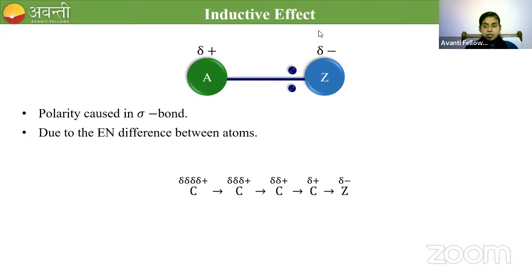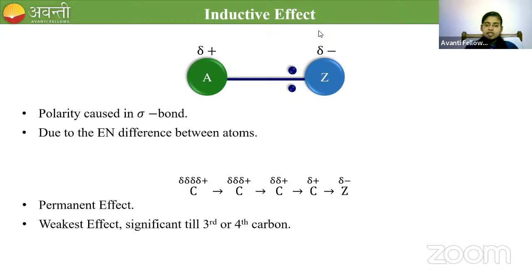It is a permanent effect, and it is the weakest effect. It is significant only till the third carbon or fourth carbon. That's why I said it is a distance dependent effect. If the distance is more, the effect will be less. So it is inversely proportional. Inductive effect is inversely proportional to the distance. If the distance is more, then the inductive effect will be observed in the very least amount. Is it clear to all of you?